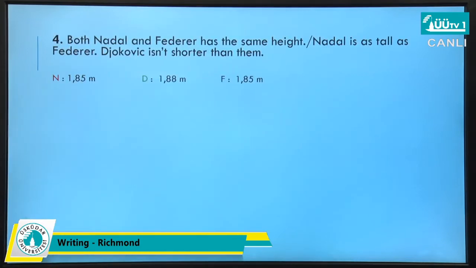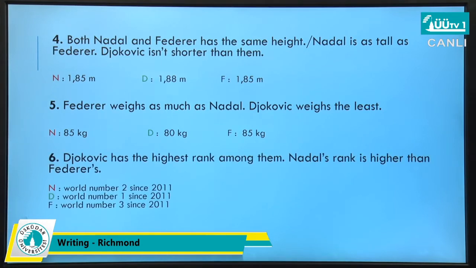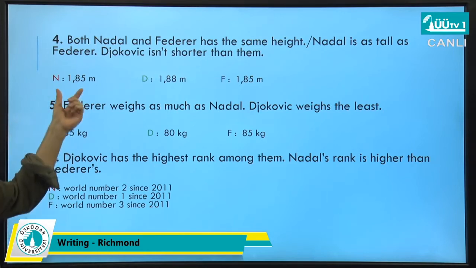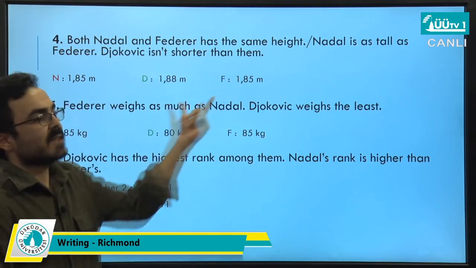Good. Both Nadal and Federer have the same height. Nadal is as tall as Federer. Djokovic is shorter than them, right? And Federer weighs as much as Nadal. Djokovic weighs the least. And Djokovic has the highest rank among them. Nadal's rank is higher than Federer's. Okay? So, when we compare their heights, for example, we see that both Nadal and Federer have the same height, right? 185 and 185. And Nadal is as tall as Federer, right? Because they are the same here.